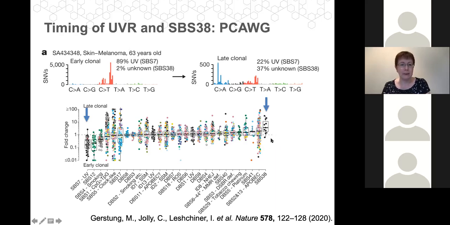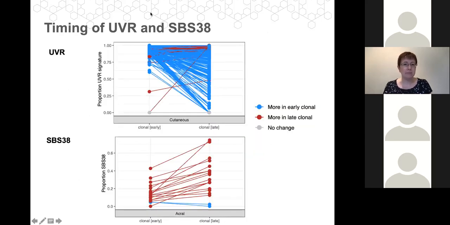So we also see a similar pattern in our tumours with UVR signature and SBS38. Here each line represents a patient, comparing early clonal and late clonal mutations. And you can see that the blue, which represents more of the early clonal events, shows more ultraviolet radiation signature in early clonal events. So this is a very early cause of mutations in a tumour. Whereas SBS38, which is shown here in the red, you're seeing a higher proportion of this contribution in late clonal stages. So it's a somewhat later event.